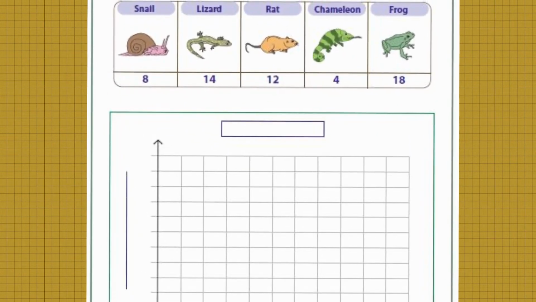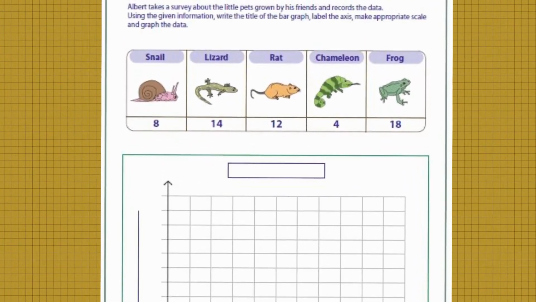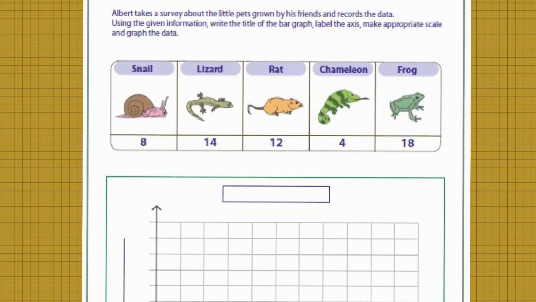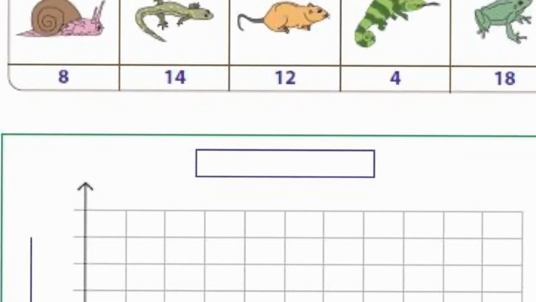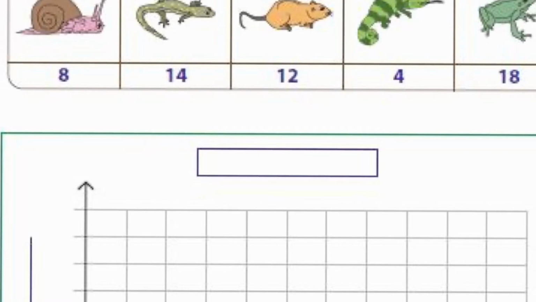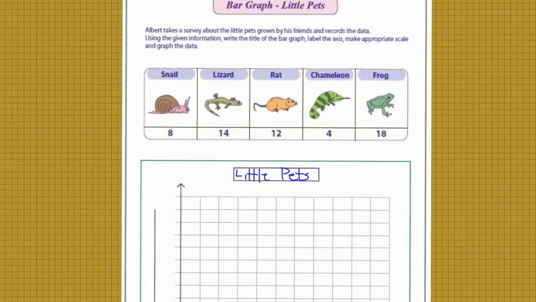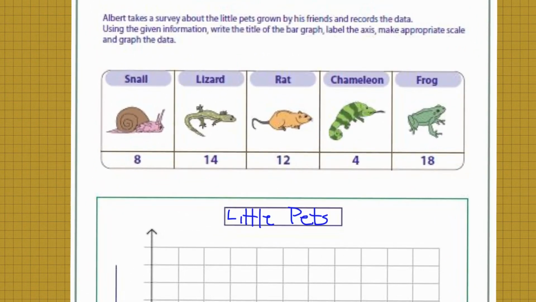I'm going to make this graph just a little bit bigger so you can see what I'm doing. Now I'm going to do the first thing it says, give it a title. Well, let's not be too fancy. Let's just call this Little Pets, unless you want to call it something else, that's fine too. Make it easy. All right, let's go back to the question.